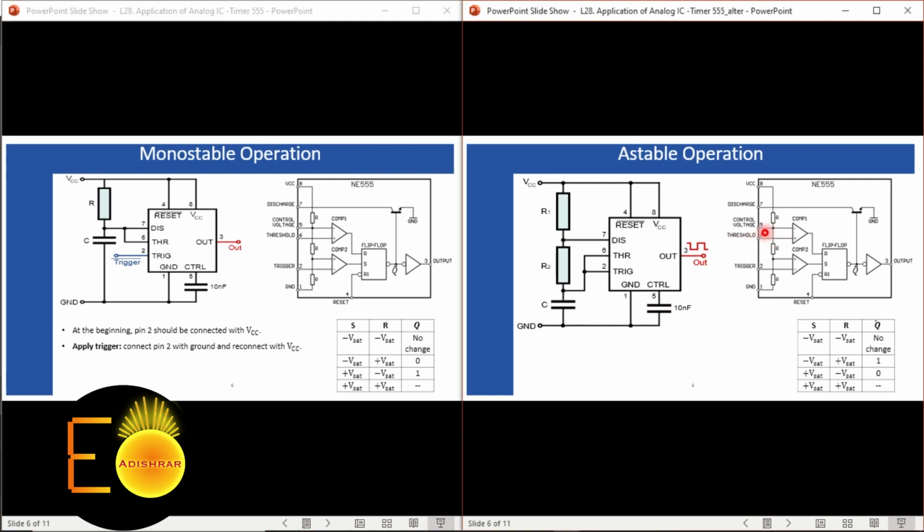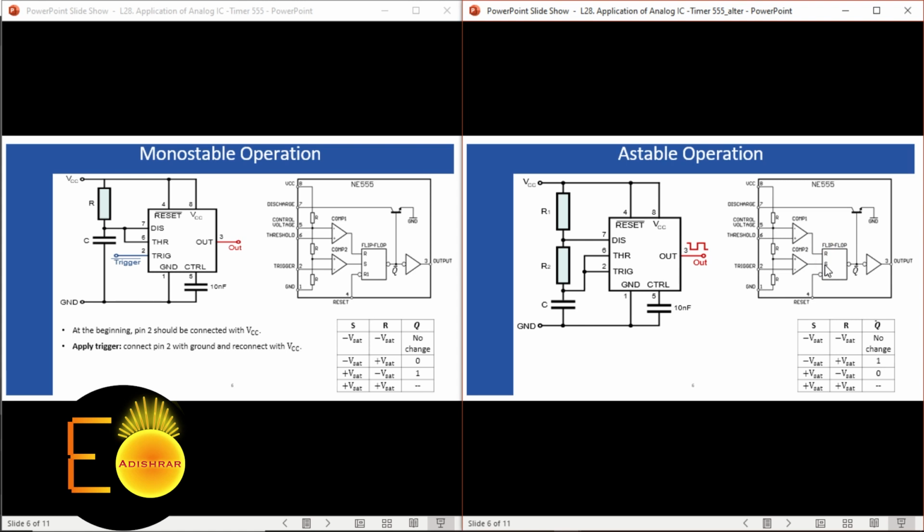This terminal, the control voltage, is grounded, but the threshold voltage, pin number 6, is also shorted with the trigger voltage, and it is also connected across this capacitor. So basically whatever the trigger voltage is getting, the same potential is appearing for the threshold voltage pin number 6. So at pin number 6, which is the non-inverting terminal, that is 0, but at the inverting terminal, 2/3 of the VCC is appearing. As a result, the output of the comparator 1 is switching to minus Vset, and that corresponds to logic 0 input to this R.